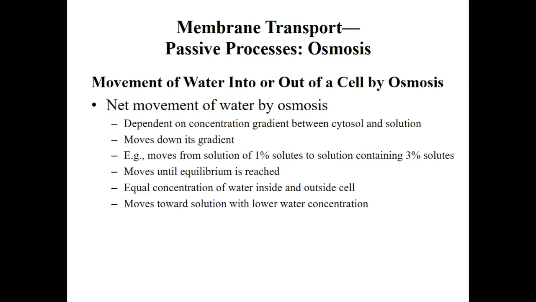And so the movement of water is going to be down a concentration gradient of water from higher to lower concentration until you have equilibrium met. So if you have a solution that has 1% solutes and a solution that has 3% solutes, water is going to move from the 1% solutes to the 3% solutes because there's less water to solute ratio with the 3% solutes.